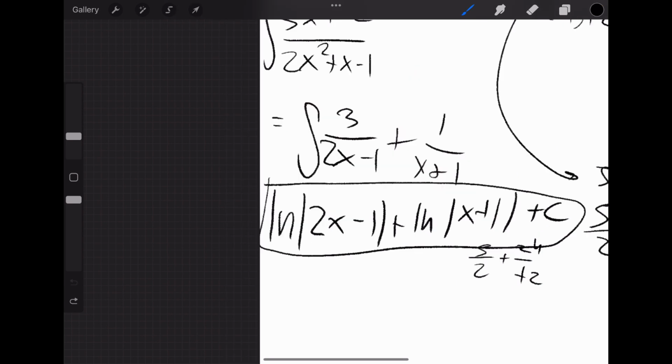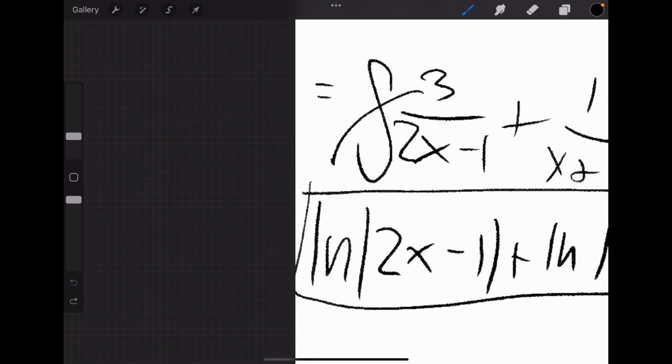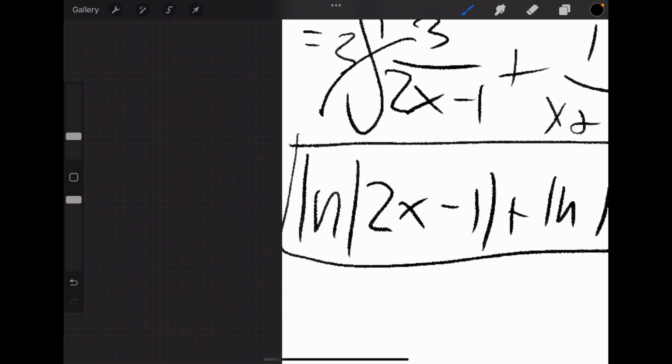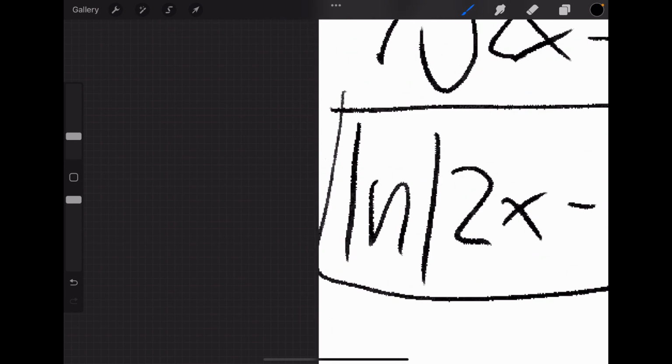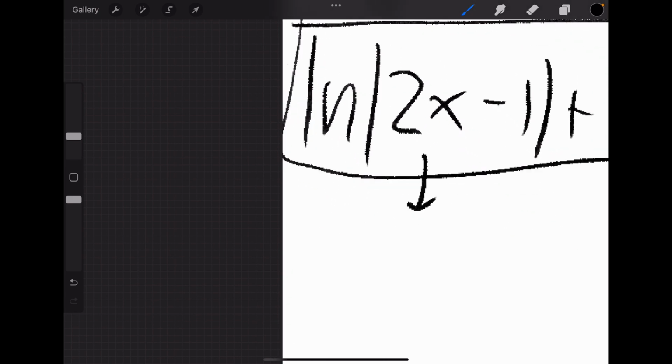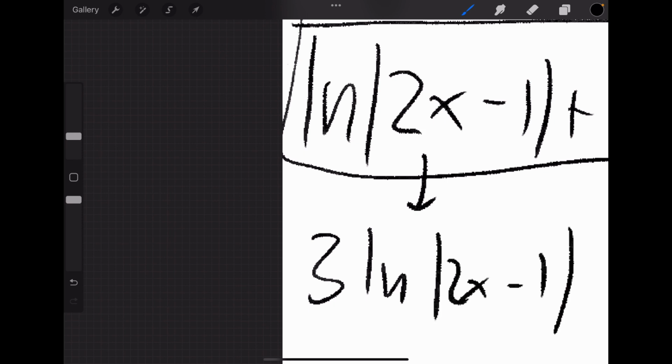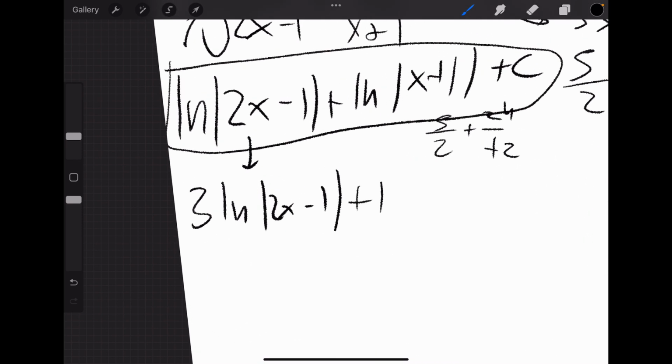And yeah, that's it. I made a mistake. I forgot to take the 3 out. So it would be like that. So the actual answer is 3 natural log of 2x minus 1 plus natural log of x plus 1 plus c.